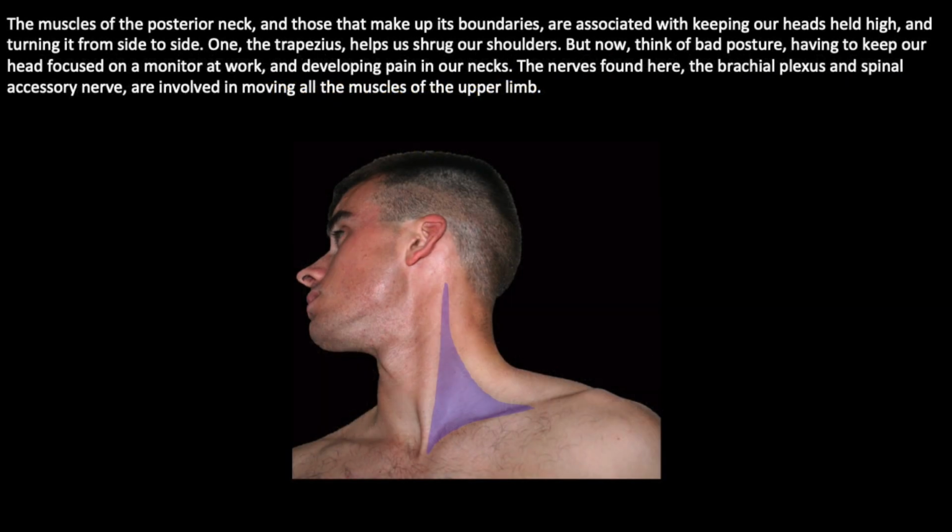The muscles of the posterior neck, and those that make up its boundaries, are associated with keeping our heads held high and turning it from side to side. One, the trapezius, helps us shrug our shoulders. But now, think of bad posture, having to keep our head focused on a monitor at work, and developing pain in our necks. In addition, the nerves found here, the brachial plexus and the spinal accessory nerve, are involved in moving all the muscles of the upper limb.